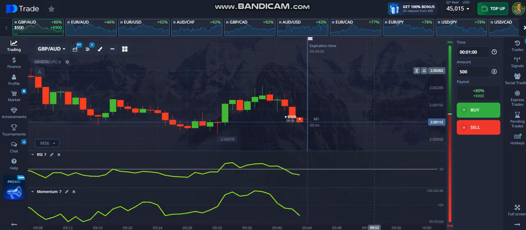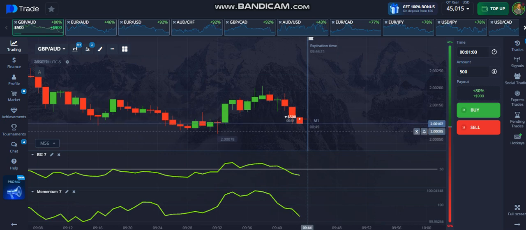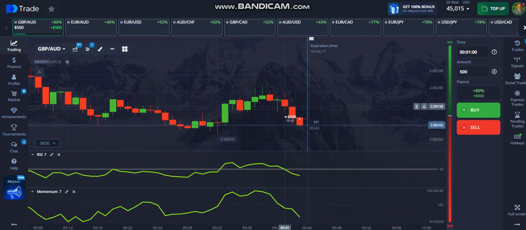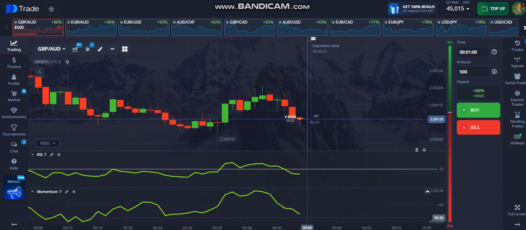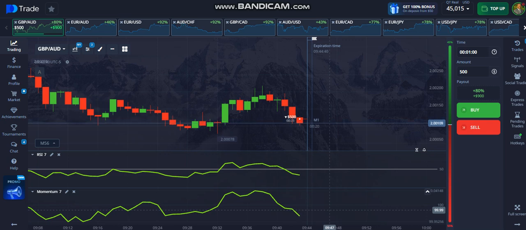Okay, so I'm on the Great British Pound Aussie Dollar, and I just took a sell trade here, or a put trade. And the reason why I took the put trade here, I saw some strong red bearish candles developing. In addition to that, my RSI line crossed below the 50 line here on the indicator. And secondly, the momentum indicator is also showing a downward sloping direction. So this suggests that there's going to be a continued bearish momentum to the downside in the currency pair. So let's monitor this trade and wait for the expiration.